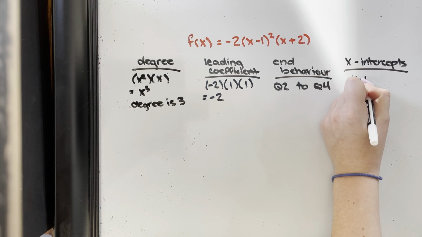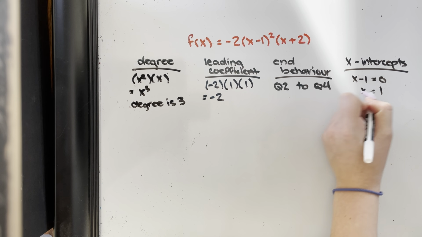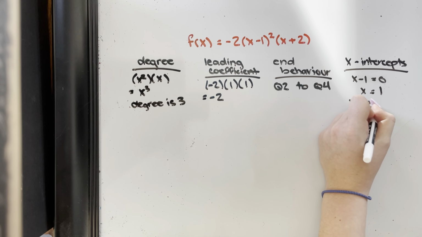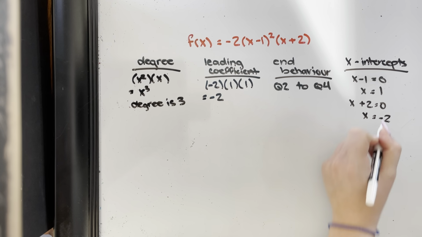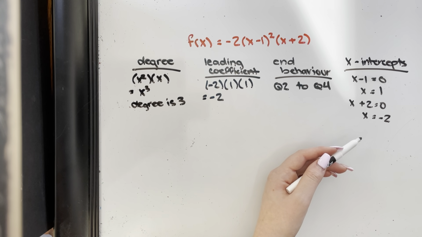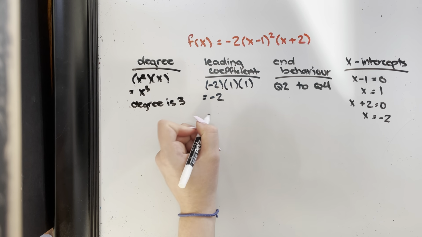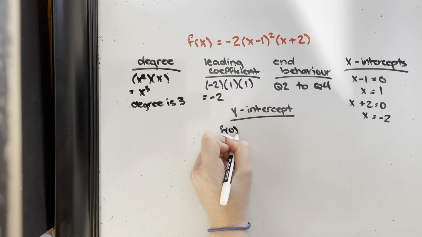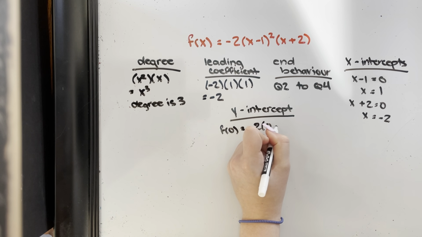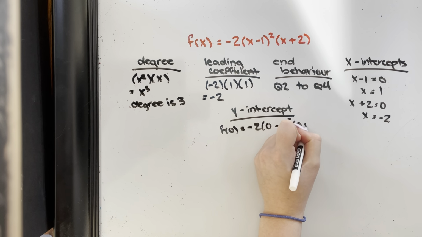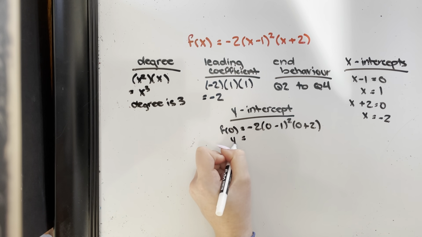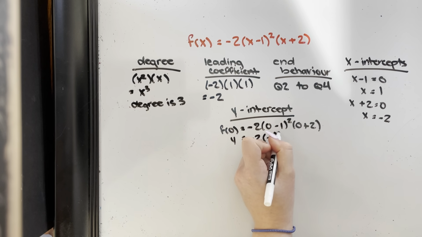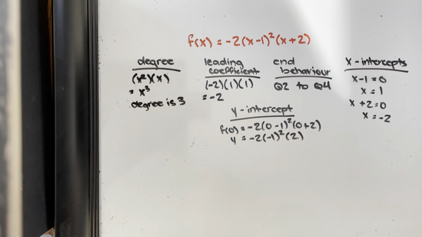So now let's find the x-intercepts. So we have x minus 1 equals 0, which x equals 1. And then x plus 2 equals 0, and then x equals -2. So our x-intercepts are 1 and -2. And now lastly, our y-intercept. So we're going to set x to 0. And y equals -2 times -1 squared times 2. And then this equals -4. So our y-intercept is -4.